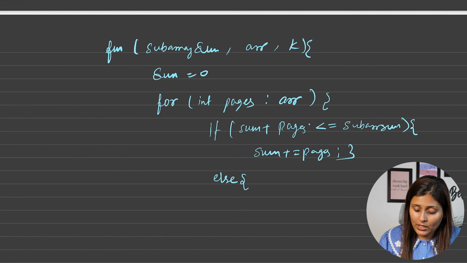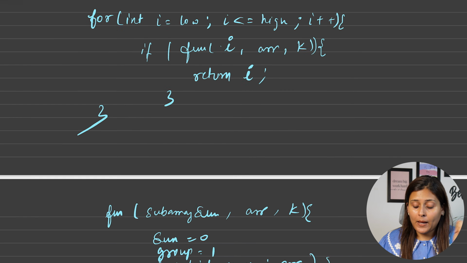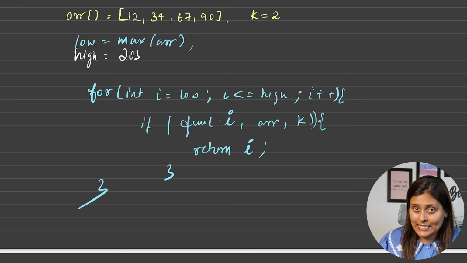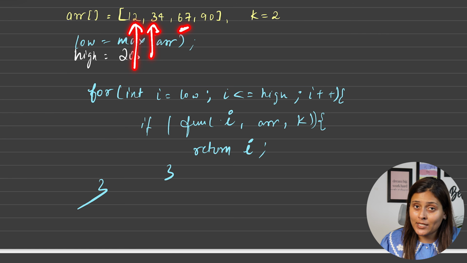So can I say whatever group? We have to initialize a group variable with 1. Why initialize this group with 1? Because when we start with 90 summation, 12 will be included, 34 will be included. Now when we went to add 67, we saw that 67 will go beyond 90. So hence we want to make another group for this.